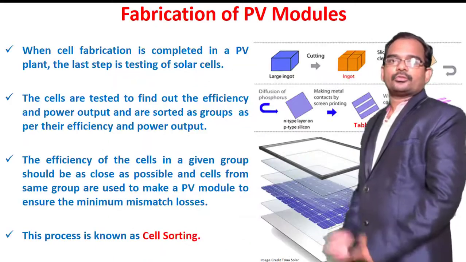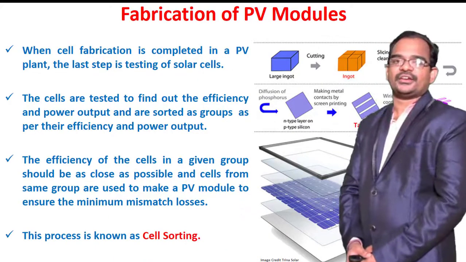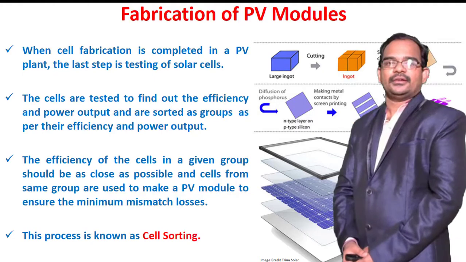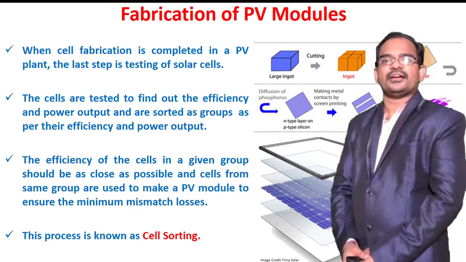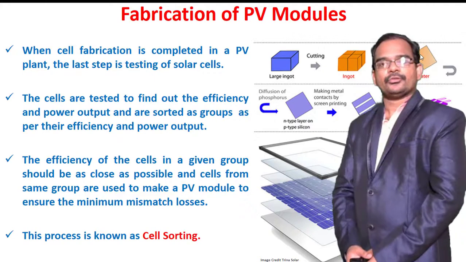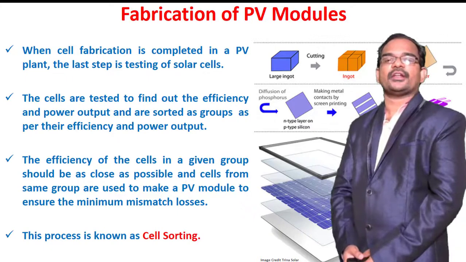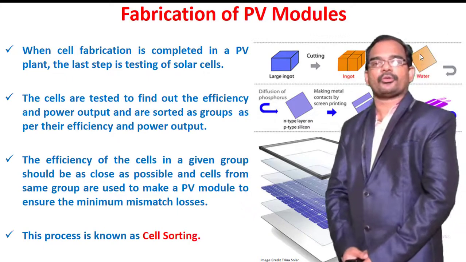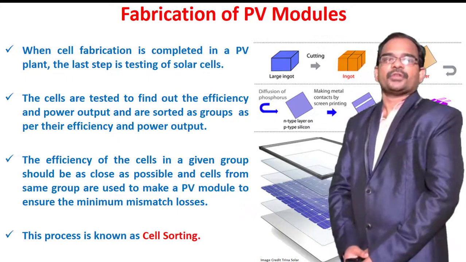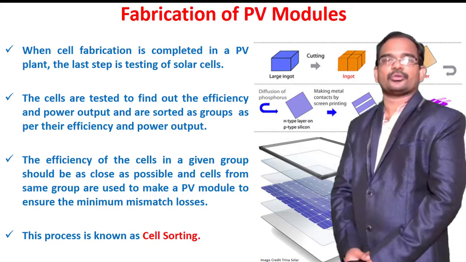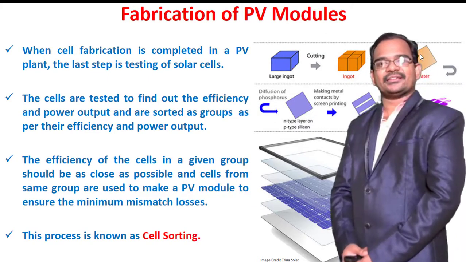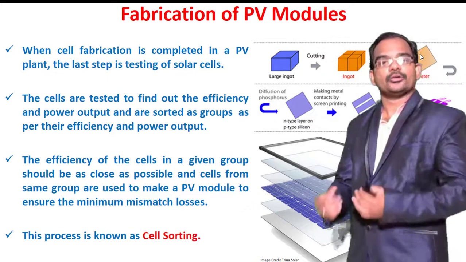Right? So once the solar cells are fabricated in a solar PV plant, the last step is to test the solar cells. So why do we have to test these solar cells? In order to find out the efficiency and power output of these solar cells. So what will we do after testing the solar cells? We need to segregate the solar cells into identical groups.